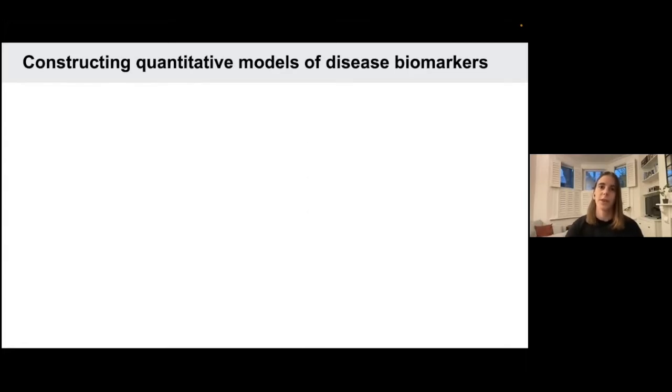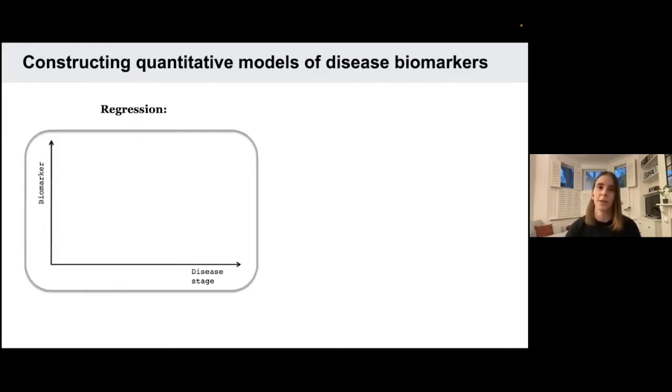The problem is that constructing quantitative models of disease biomarkers in diseases such as neurodegenerative diseases, where they take place over long timescales, is incredibly difficult. The standard statistical technique would be to use regression. So you plot biomarker values against disease stage for lots of individuals, and then you try to identify a trend in the data. The problem with doing this is that it requires an accurate measure of disease stage in order to place individuals along the time axis.